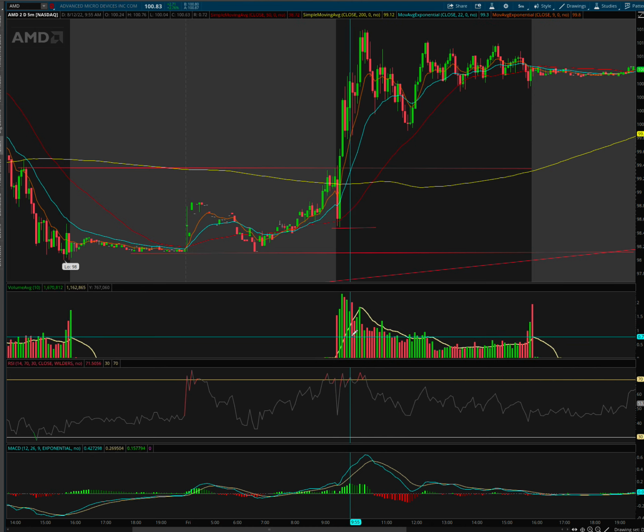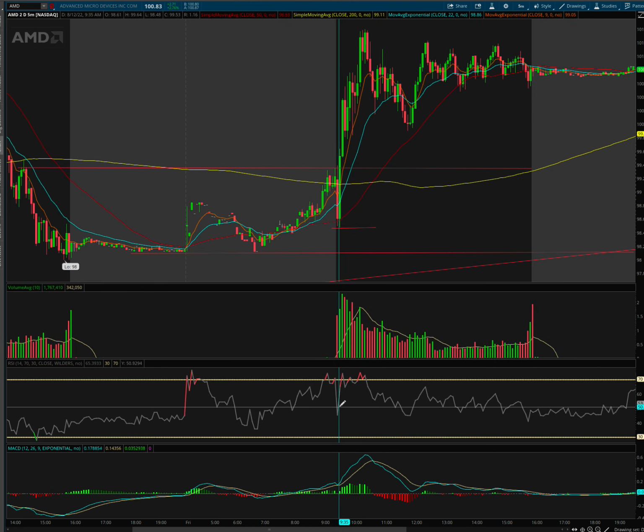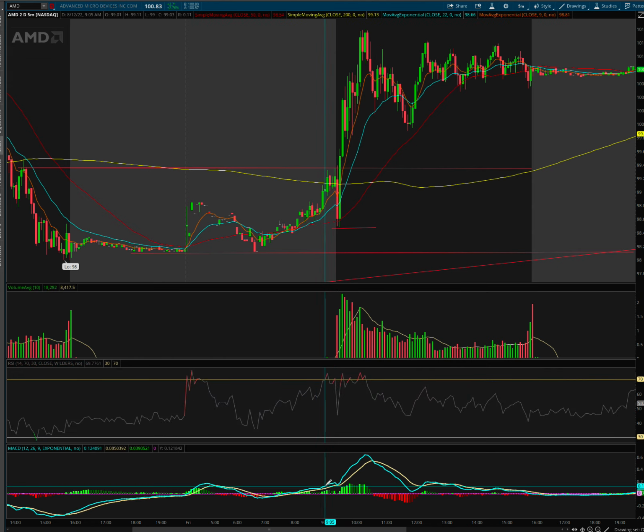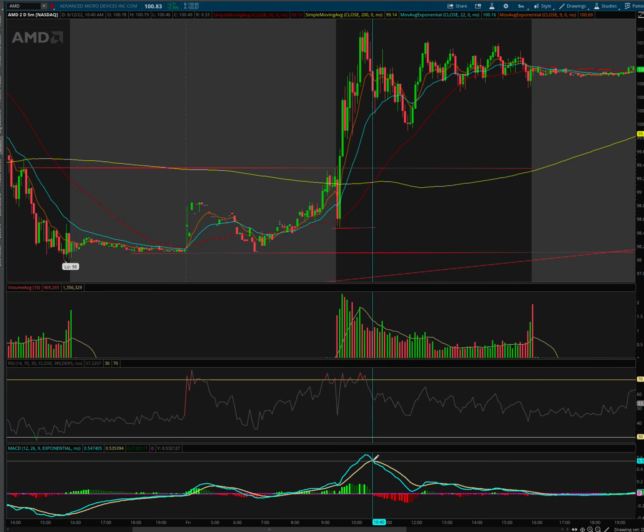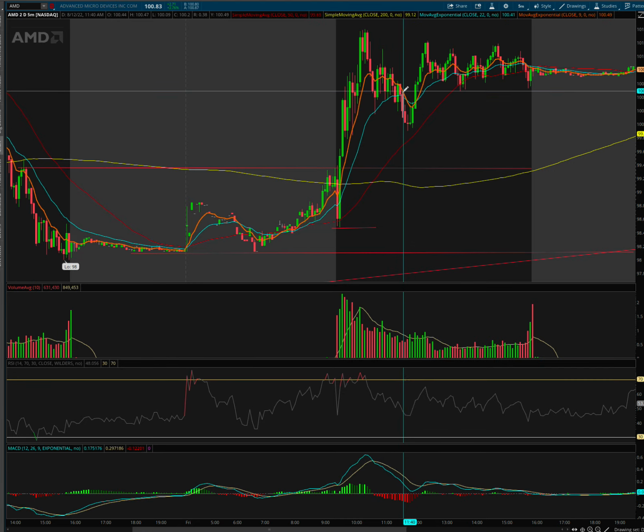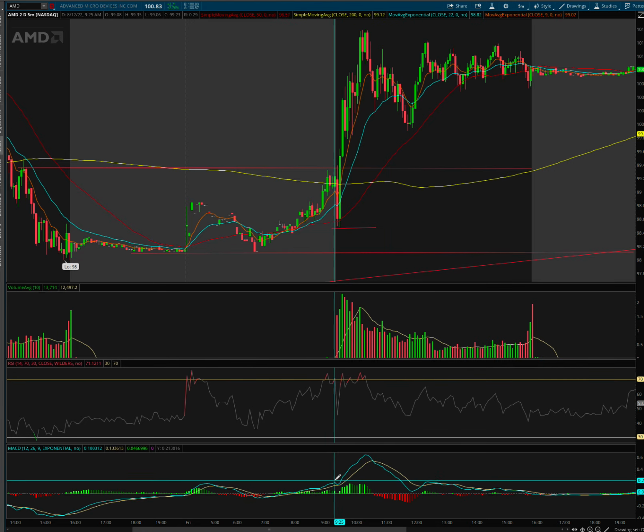Plus the market was in the green and continuing in the green. We have a large amount of volume. Our RSI is above 50. Our MACD is headed up, and the blue line is over the gray line. And as you can see, when the opposite happens, the stock trends down. So we got a signal on MACD that it's headed up.